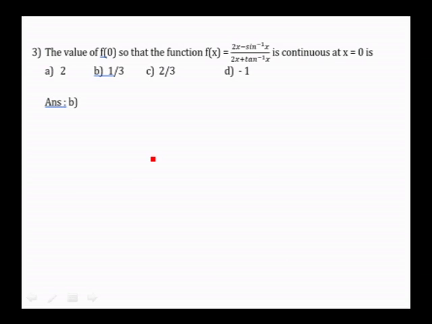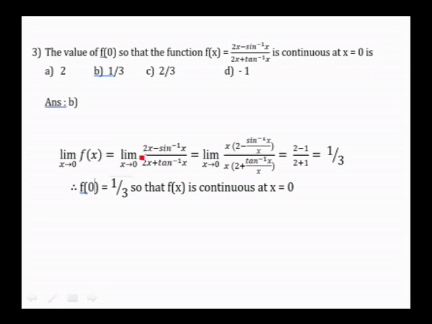The value of f(0) so that the function f(x) is equal to (2x minus sin inverse x) over (2x plus tan inverse x) is continuous at x equals 0 is: a) 2, b) 1 by 3, c) 2 by 3, d) minus 1. So if you just consider this one, if I remove x as a common factor in the numerator and also in the denominator, limit of f(x) as x tends to 0, I am just trying to find out that one. So x and x get cancelled. 2 minus 1, this is 2 minus 1, this is 2 plus 1.